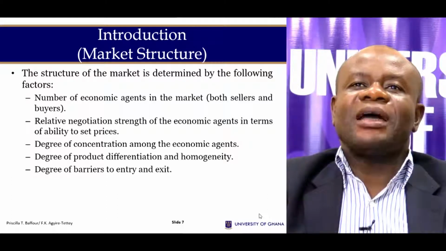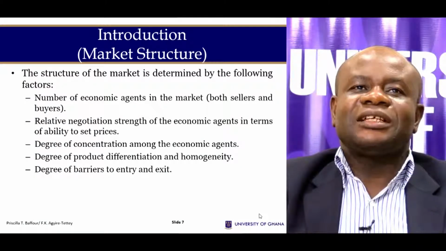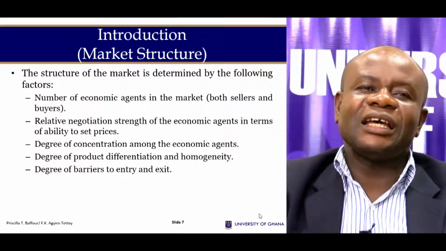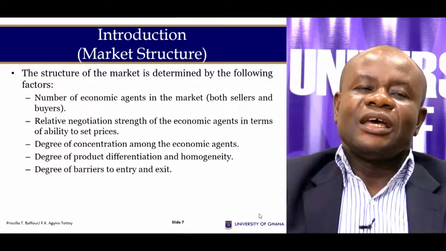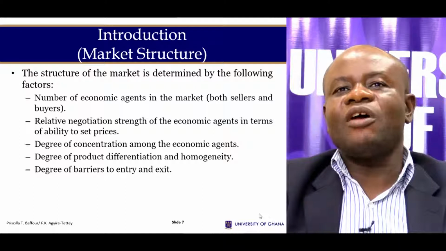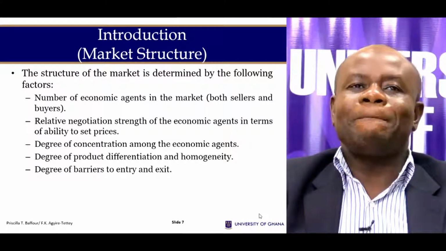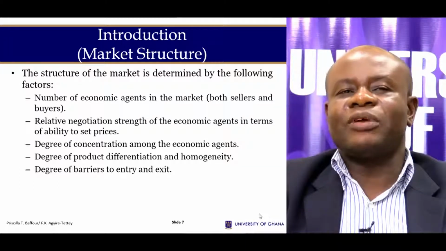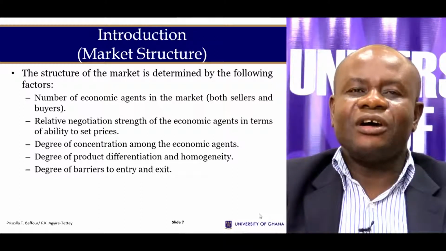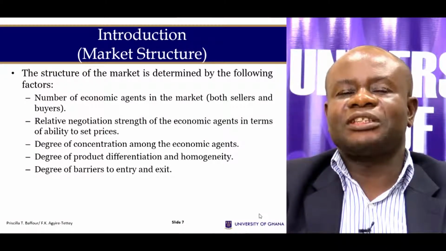Now, the structure of the market is determined by the following factors. Factors such as the number of economic agents, and that is, we are making reference to the number of buyers and sellers in the market. Also, the next point is the relative negotiation strength of economic agents in the market. That is, whether the firms have the ability to set their prices or they take price as given in the market. Then also the degree of concentration among economic agents will help us determine the structure of the market.